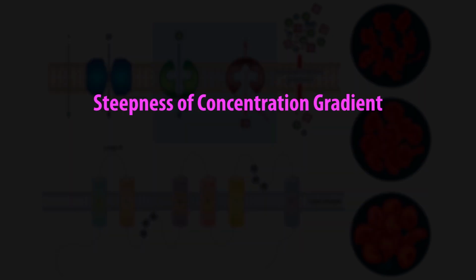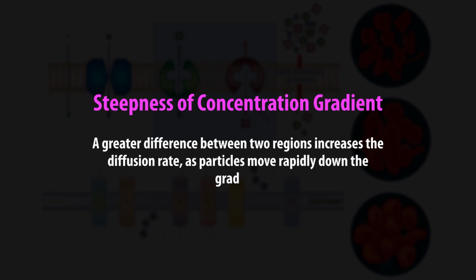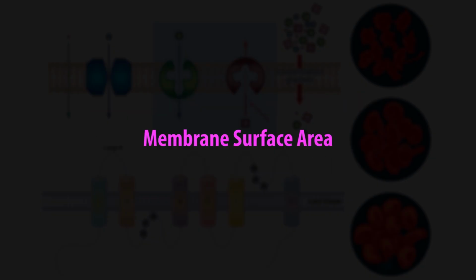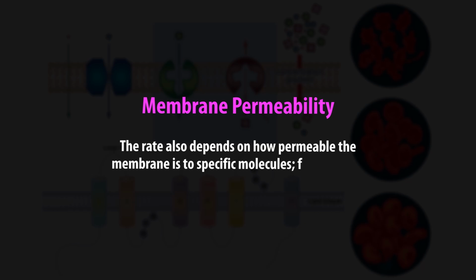Third one is the steepness of concentration gradient. A greater difference between two regions increases the diffusion rate as particles move rapidly down the gradient. The fourth one is the membrane surface area. Larger areas like microvilli in intestinal cells provide more sites for diffusion, enhancing transport efficiency. The fifth one is the membrane permeability. The rate also depends on how permeable the membrane is to specific molecules. For example, potassium diffuses faster than sodium.